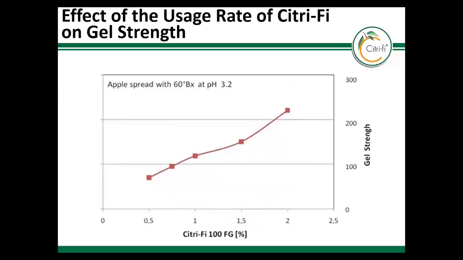As expected, targeted gel strength can be reached by adjusting the citri-fi usage level. My recommendation is to start with 1 to 1.5%. Always, the natural pectin content of your fruit source needs to be considered, since this also affects the system.